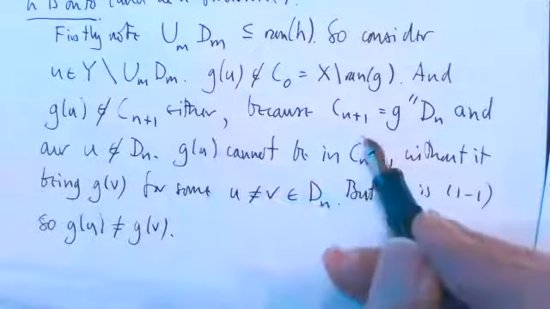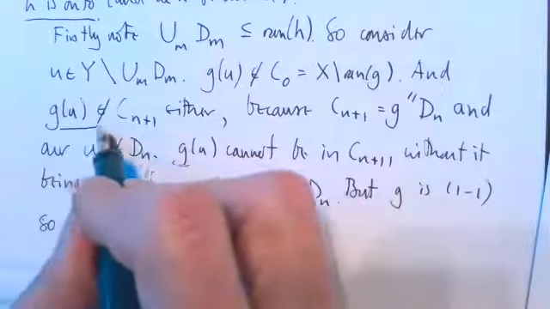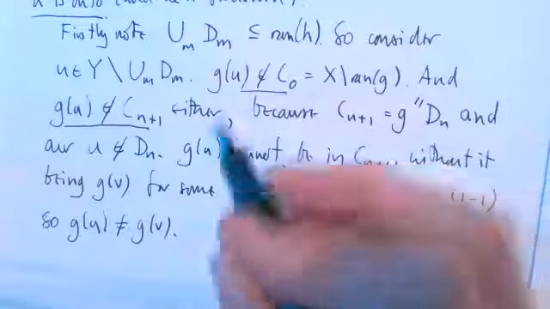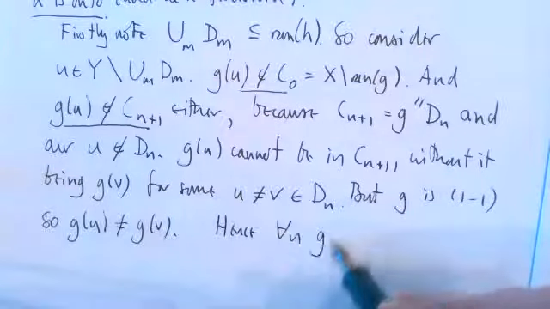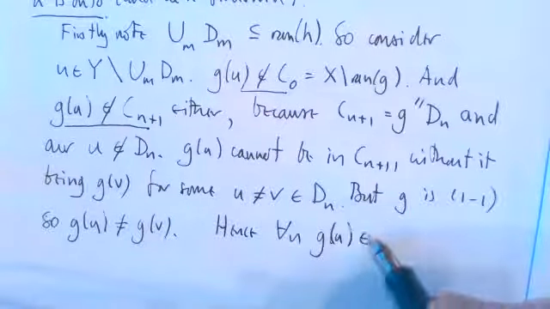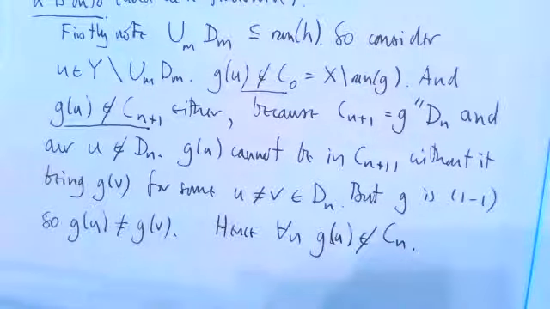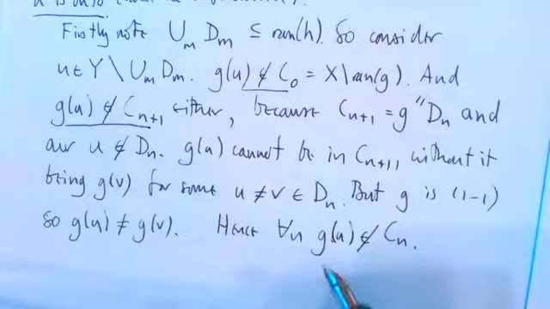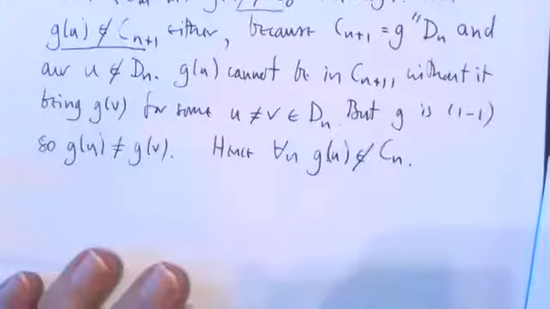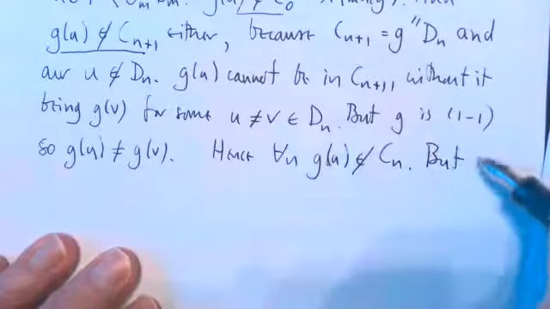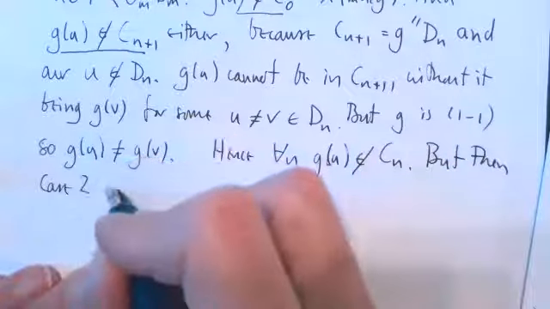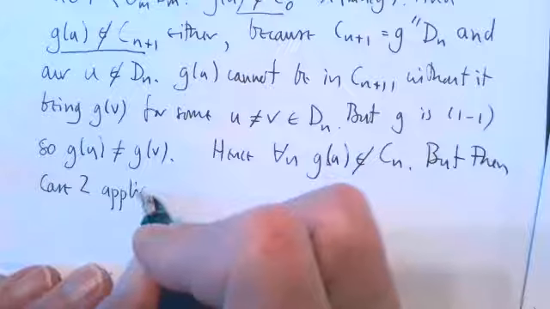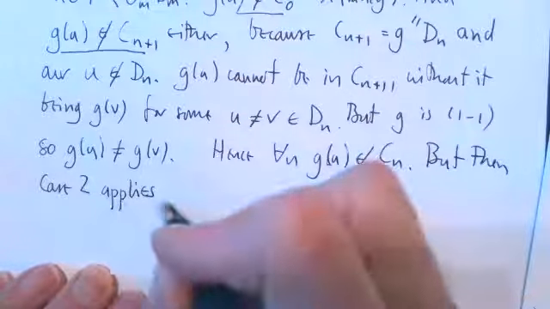So G is not in any Cn plus 1. Hence, for all n, G of U is not in Cn. Therefore, case 2 applies. So, but then case 2 applies.